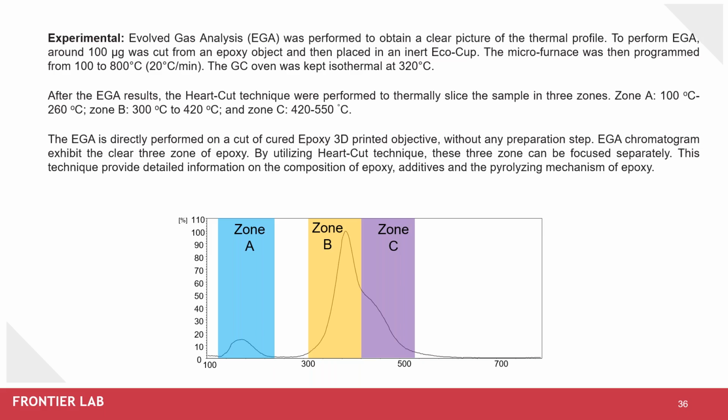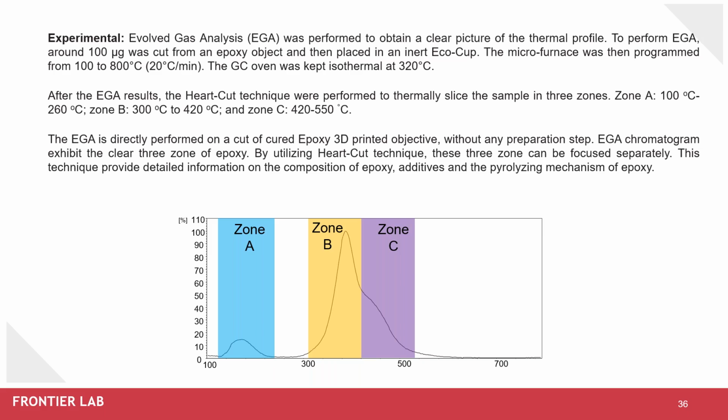So to perform the experiment, we used an epoxy object and, without any sample preparation or pretreatment, we cut a small piece of the solid sample. It was about 100 micrograms, and we placed it into the inert sample cup.